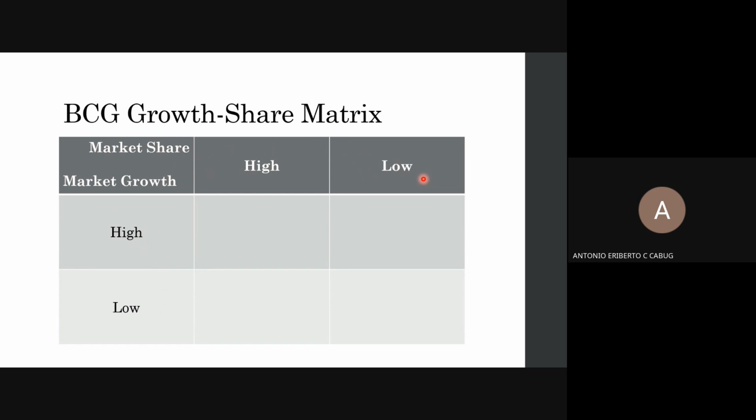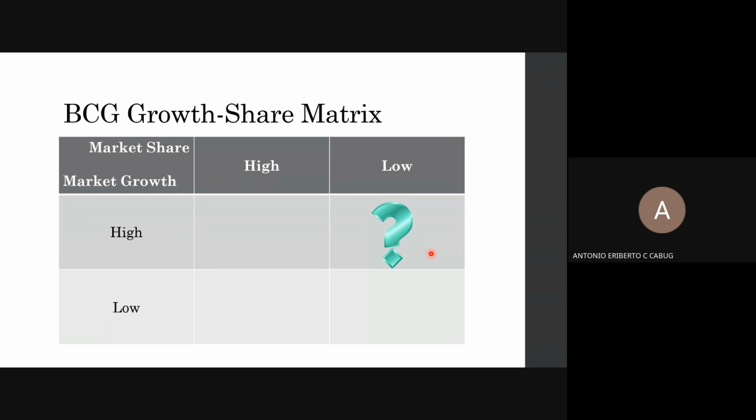This BCG growth share matrix would categorize your product or service into four. Those that have low market share in a high market growth context are said to be question marks.